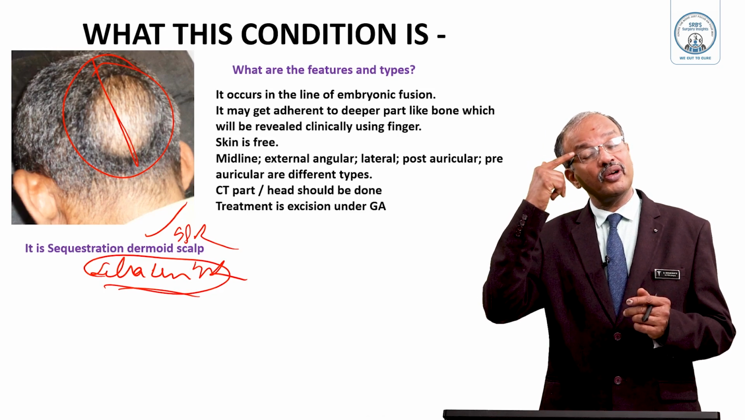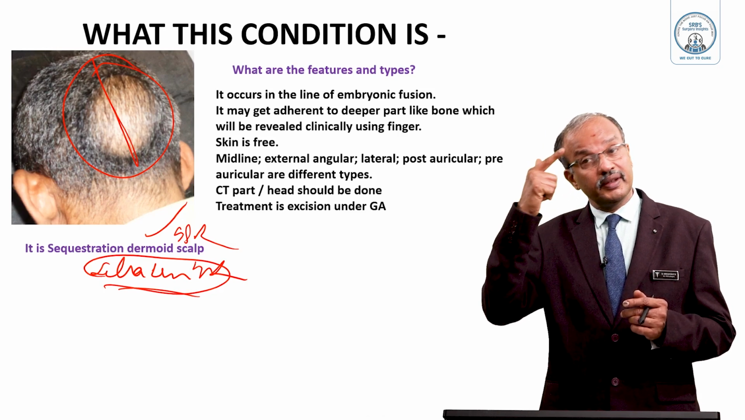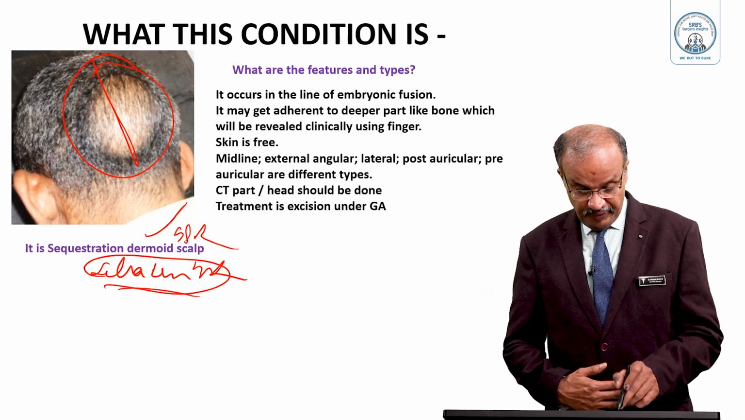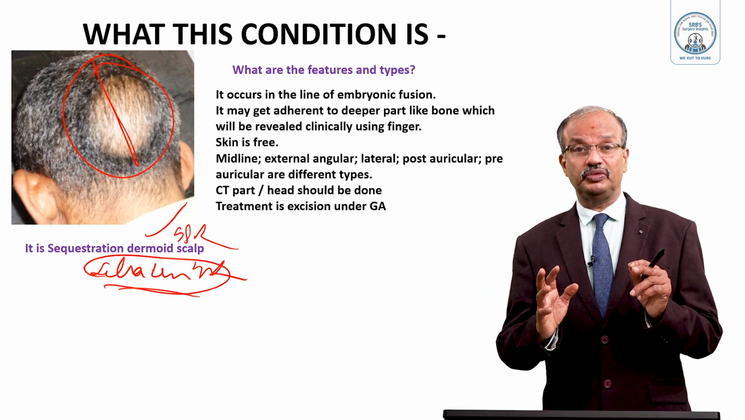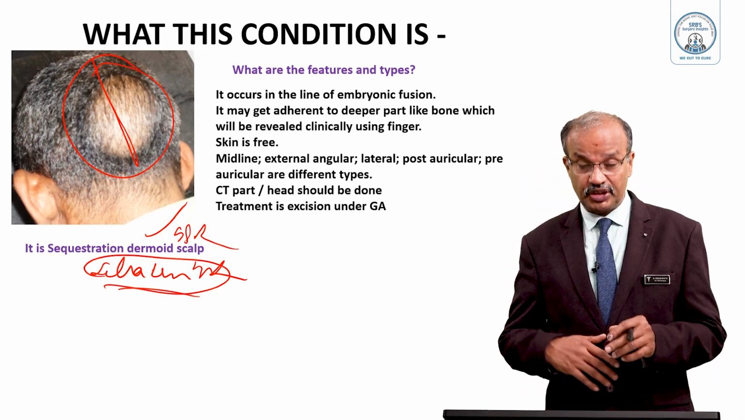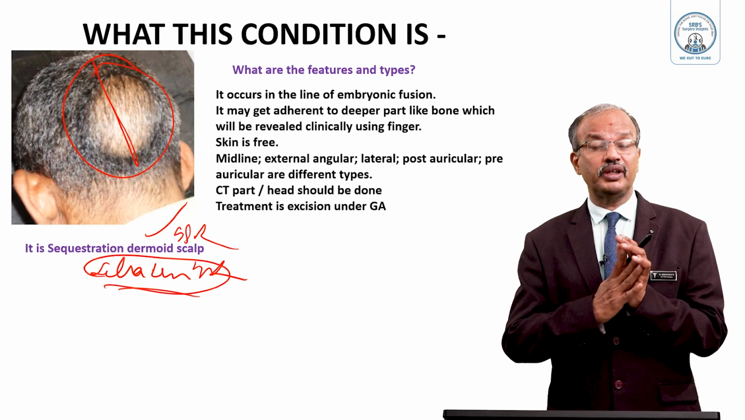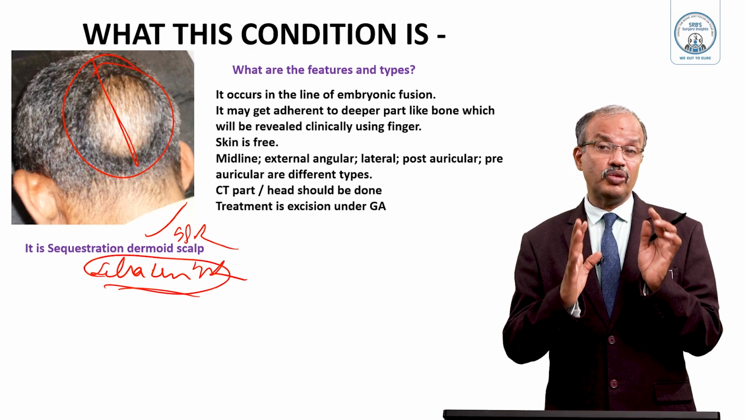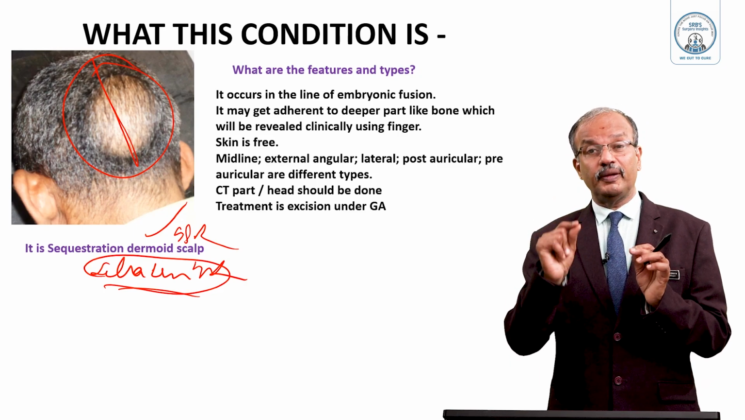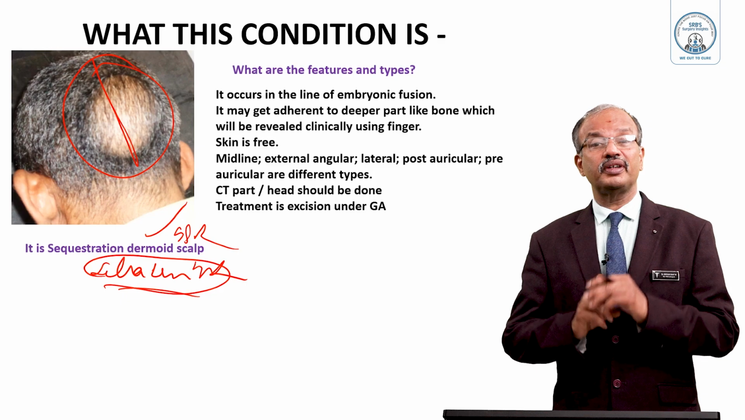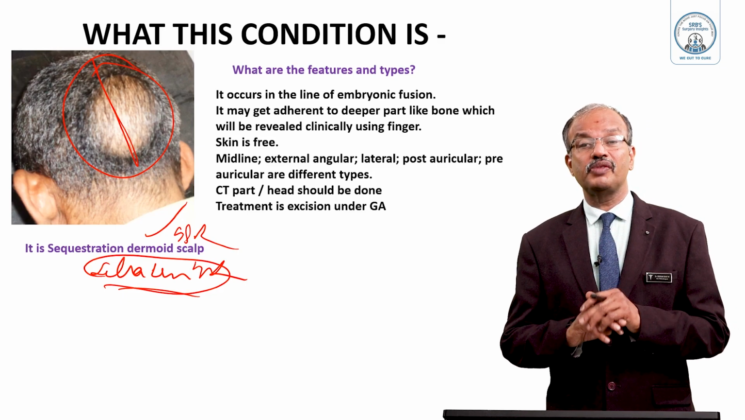External angular dermoid is a short note for you. Remember, it occurs here, just above the eyebrow, lateral aspect, and bone erosion is very typical. CT head is a must because bone erosion may have occurred. Unlike sebaceous cyst, which is only skin and subcutaneous tissue, dermoid cyst is in the deeper plane. Skin is free clinically, so it is in the deeper plane. It may erode into the skull, the outer table, maybe sometimes the inner table.